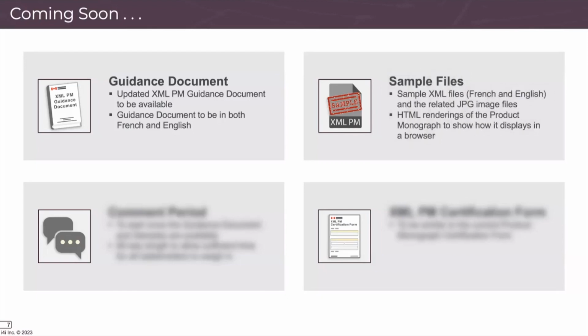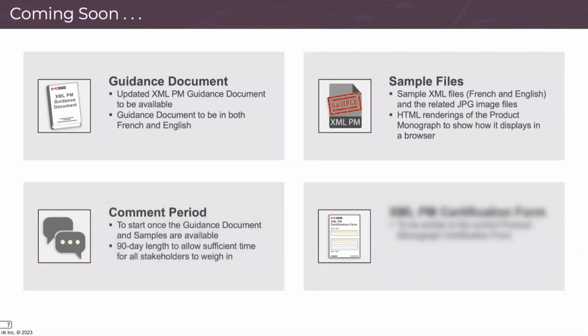We are also expecting updated sample files, which will be based on the updated guidance. The sample files will be in two formats. There will obviously be the XML samples of the XML product monograph, again in both French and English. There will also be the HTML renderings of these files so that they can easily be viewed in a browser. The images referenced by the files will also be included. So having sample XML PM files is useful for examples on how things should be coded, and the HTML renderings show how things will be displayed in the style sheet.